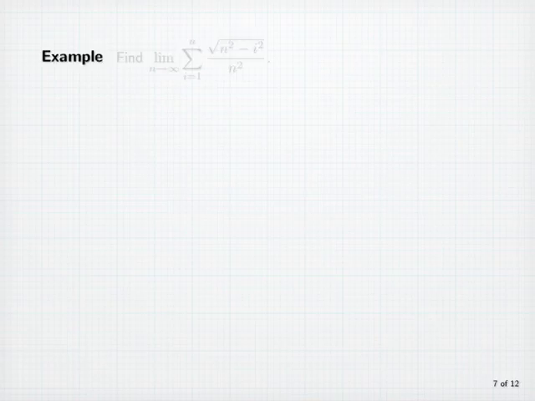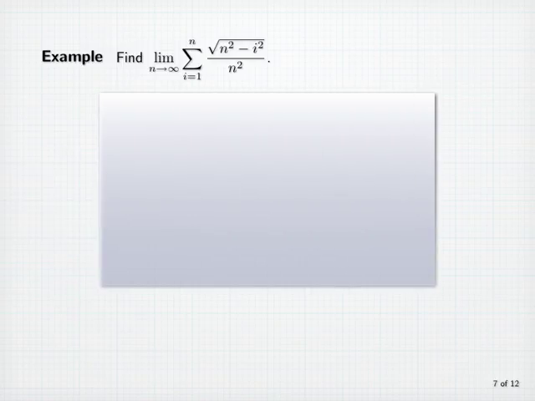Example. Let's find the limit as n goes to infinity of the sum from i equals 1 to n of the square root of n squared minus i squared, divided by n squared. Our approach here will be to try to interpret this limit as an area. Let's begin by looking at a few numbers to get a better feeling for what we're looking for.